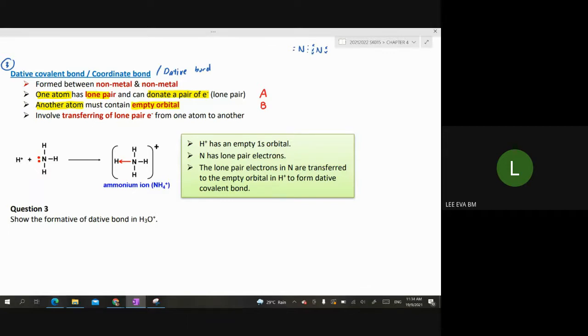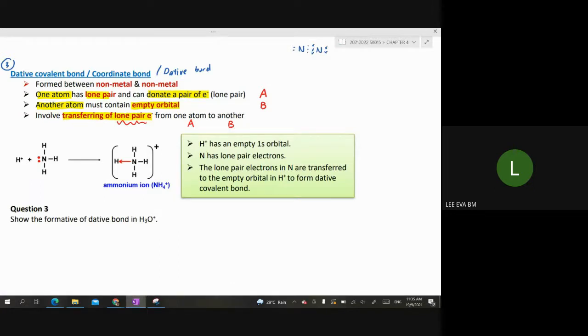So it involves transferring of electrons, but this type is not a single electron like an ionic bond. For dative covalent, we are transferring a pair of electrons. One electron or one pair of electrons is important here, it transfers one pair. Transferring the lone pair from species A, the one having the lone pair, to species B, who has the empty orbitals. Let's look at the example given here.